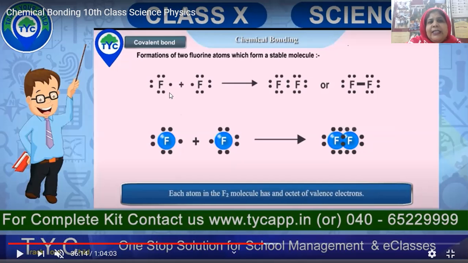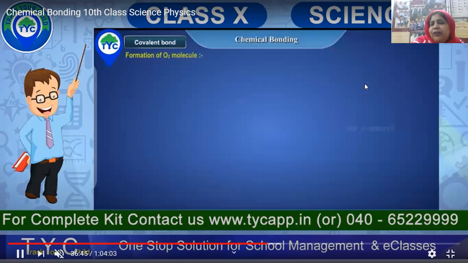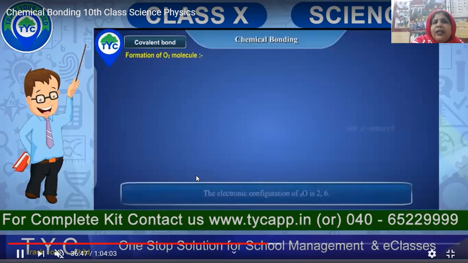You can just see that fluorine has 1, 2, 3, 4, 5, 6, 7, so 7 electrons in its outermost shell. If both these fluorines combine together, then both of them become stable, forming a bond. A bond can be represented like this or like this. Either way you can represent it: you can have two dots in between, or you can place a dash in between the fluorines to show that they have formed a bond.